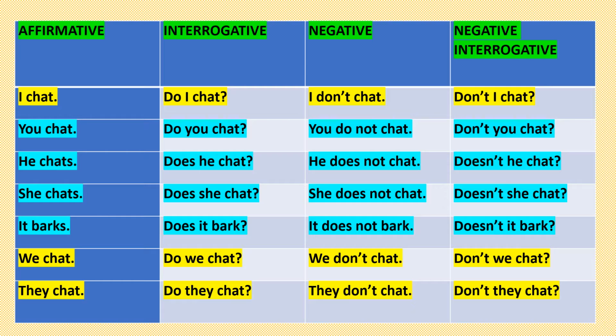The fourth is she subject, she chats, does she chat, she does not chat, doesn't she chat. Then is it subject, it barks, does it bark, it does not bark, doesn't it bark. Next is we subject, we chat, do we chat, we don't chat, don't we chat. The last is they subject, they chat, do they chat, they don't chat, don't they chat.